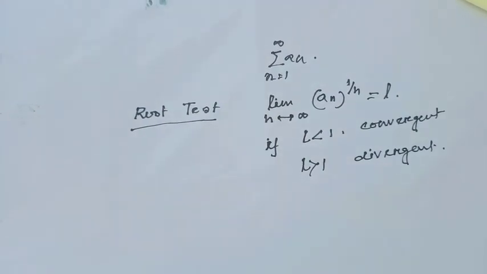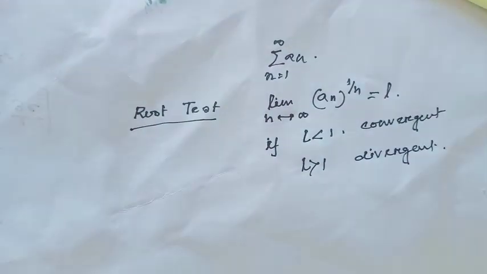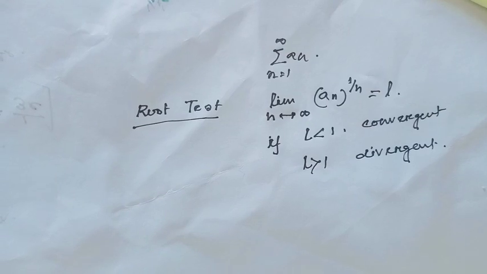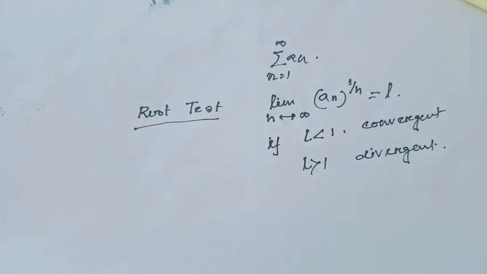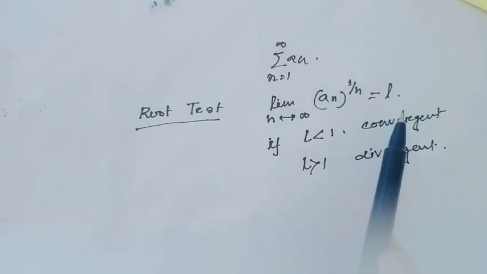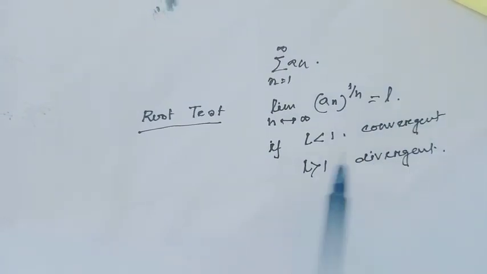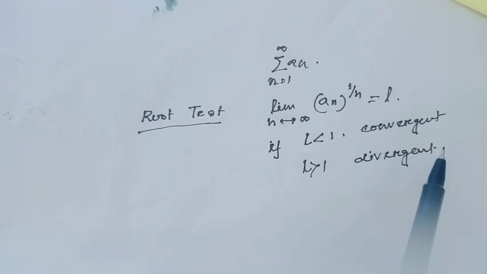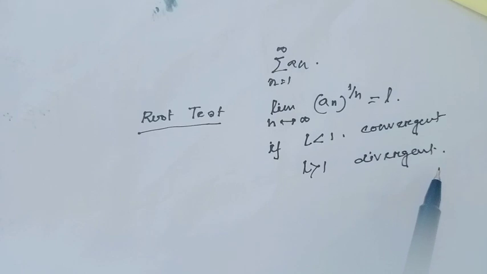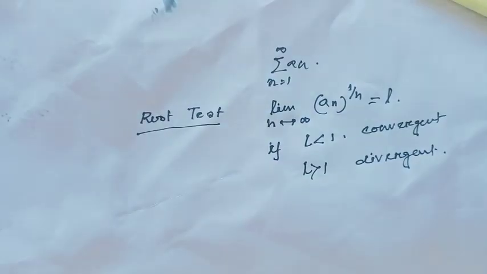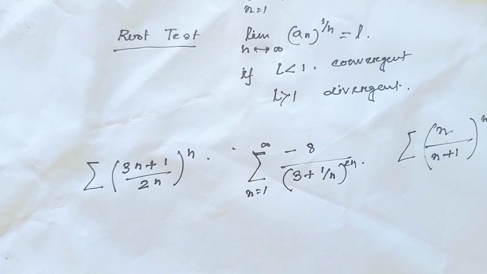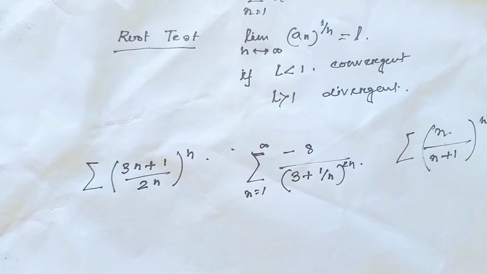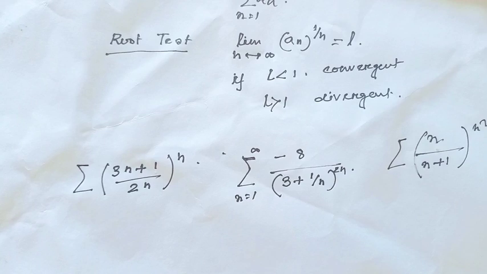Just as a review, for the root test, take a series a_n and the limit as n tends to infinity of a_n to the power 1 over n equal to L. If L is less than 1, then we can tell this series is convergent, and if L is greater than 1, then we can tell this series is divergent. Then notice this type of series. In this type of series we can apply the root test.